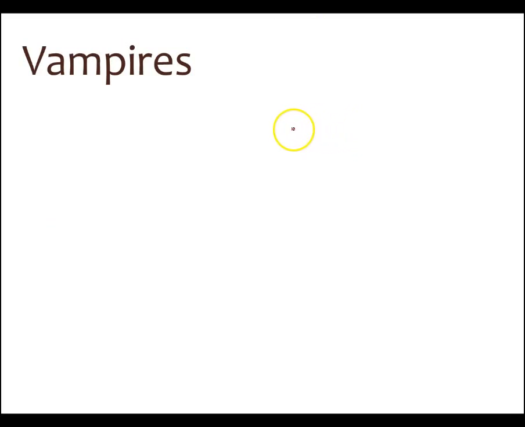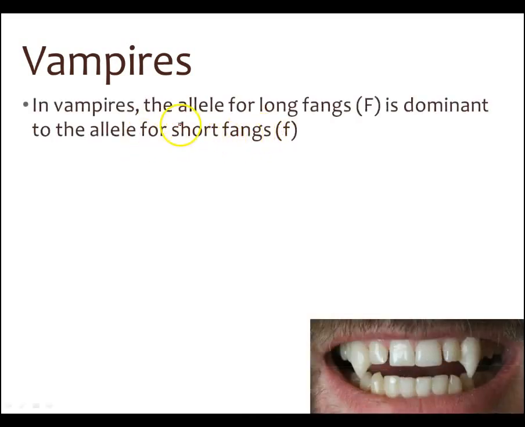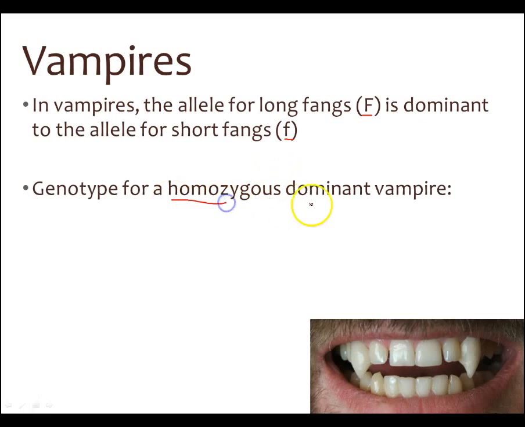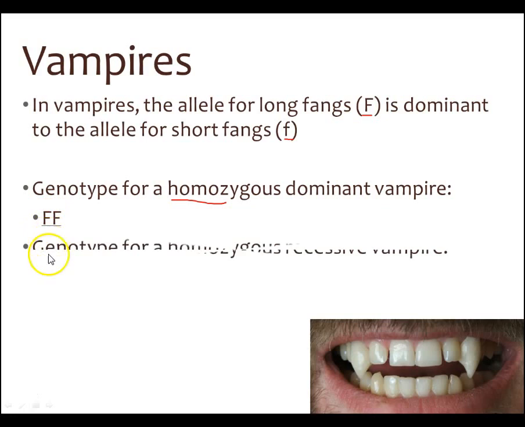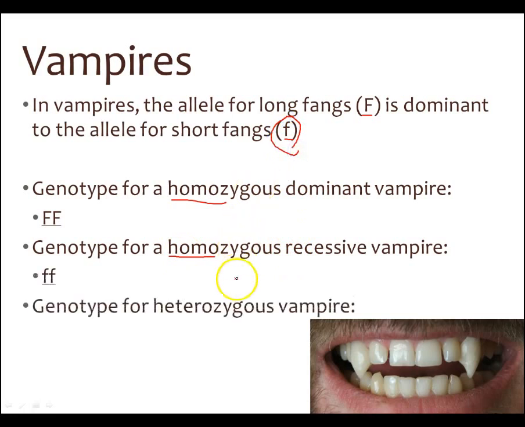Vampires, no, they're not real. It's just an example. And Twilight's a terrible book. Sorry. In vampires, the allele for long fangs, big F, is dominant to the allele for short fangs, little f. So homozygous dominant, homo meaning the same, would be two big Fs there. Big F, big F. Genotype for homozygous recessive, remember same, but now the recessive one, would be two of these guys here, little f, little f. And the genotype for a heterozygous vampire, one of each, would be big F, little f.